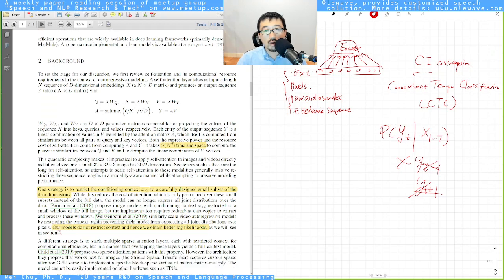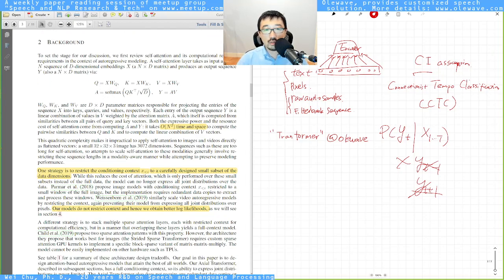In the background, I think they reviewed the transformer. For those of you who are not familiar with the transformer, you can search in my channel, "Transformer, attention is all you need." I have a review video of this. Like they mentioned here, you see the matrix times matrix calculation, so the computational cost is O(n squared), right? And they're talking about their strategy to reduce this computation cost.